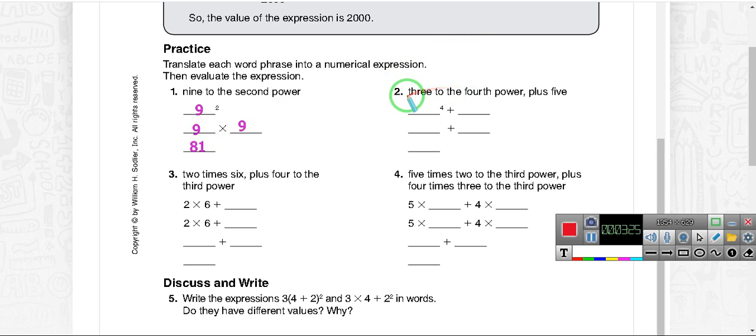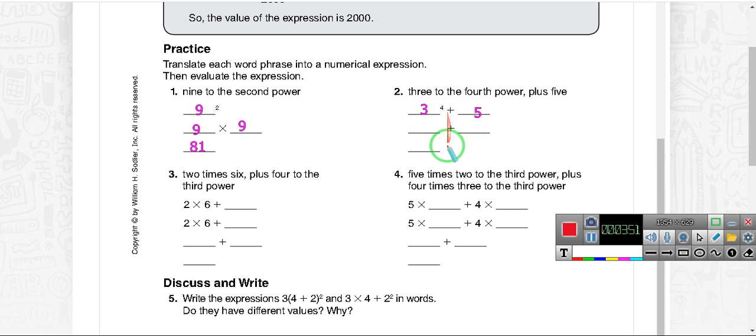Now let's move to question number 2. We have 3 to the fourth power plus 5. We just write 3, and we have to the fourth power, and it's plus 5. Okay? Now, let's evaluate it. How do we solve the evaluation? First we start with the exponent and then the addition.